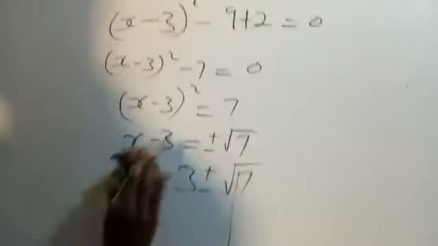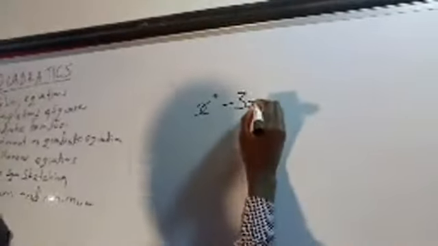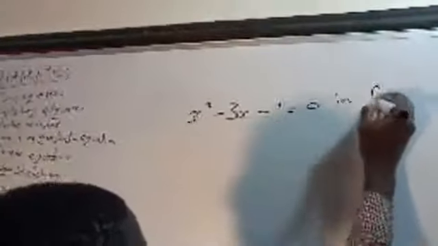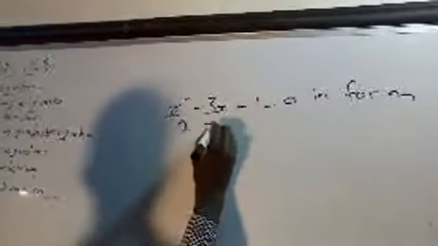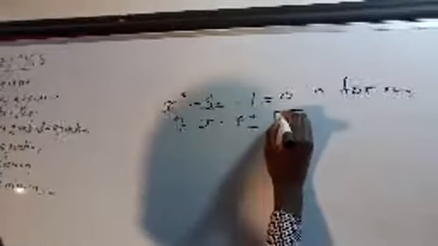And using another example, maybe x squared minus 3x minus 1 equals 0, to put it in the form of x equals p plus or minus root q over 2.